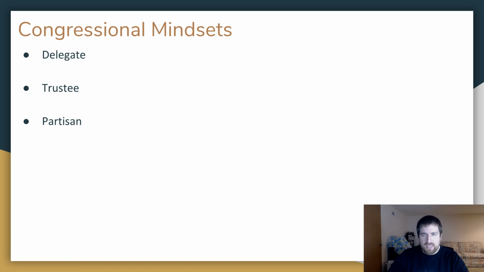Next is a trustee. Now, trustee, basically that means that each decision must be made on its merits and voting on issues based on your own personal preferences. In other words, when your constituents elected you, they elected you not just to act as their representative, but they elected you on the basis of your judgment, that you should be able to make decisions on your own and that they are trusting you to do that for them.